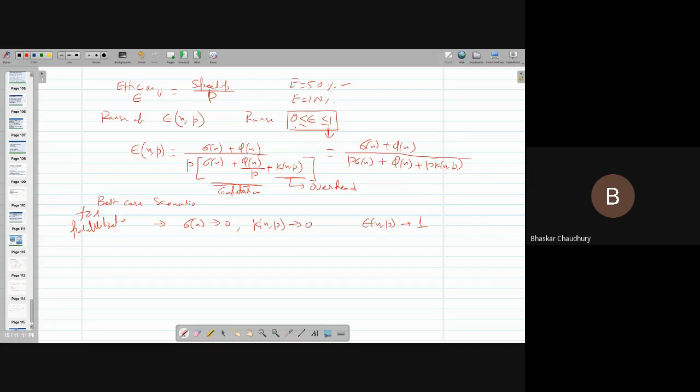So the best case scenario is 1, which I can get if sigma n tends to 0 and the overhead also tends to 0. So I design a code, or the algorithm, in such a way that sigma n tends to 0 and overhead tends to 0.